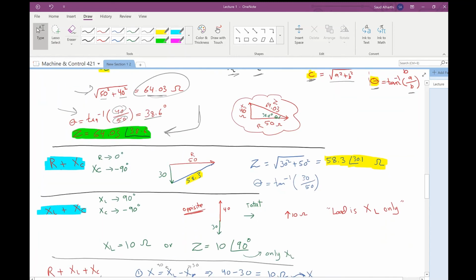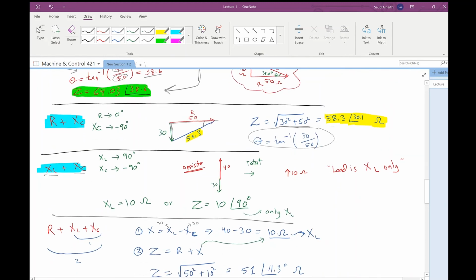Now if I have R and capacitive load, we'll do the same, 50. Since the XC is minus 90, we'll go down, and by doing the Pythagoras law we will get 58.3, and the angle is 30.1, the angle here.